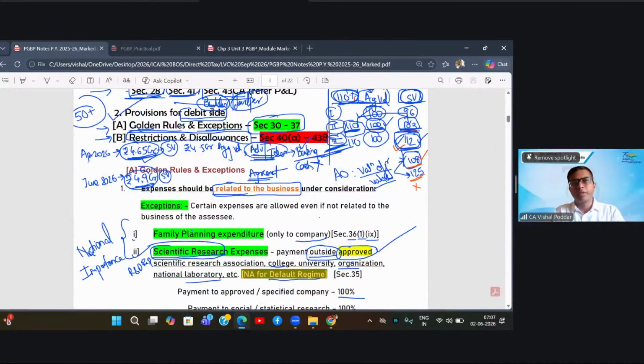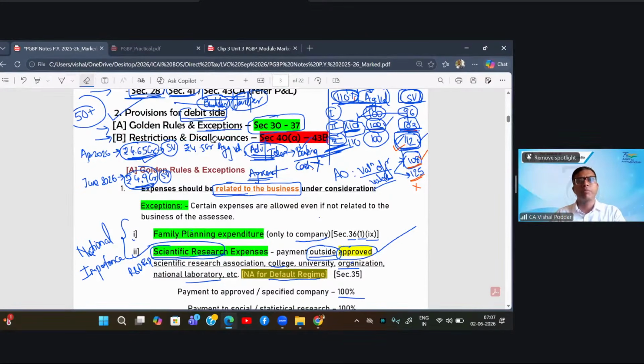Then we come to the debit side provisions. The debit side provisions I have divided into two parts. First, for all the expenses, there are some conditions which I have named as golden rules. So you have to understand what are the golden rules for claiming the expense as deduction under PGBP. And for some expenses, these rules are excluded. So those expenses become exceptions to these rules. You have to apply these rules to each and every expense on the debit side of your P&L to check whether that expense can be considered under the PGBP head as well.